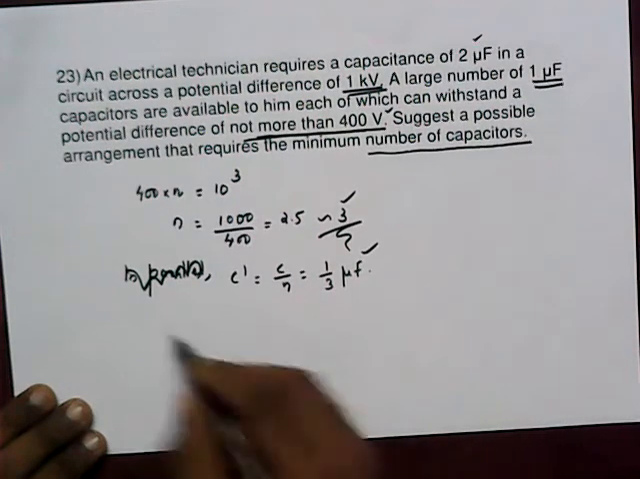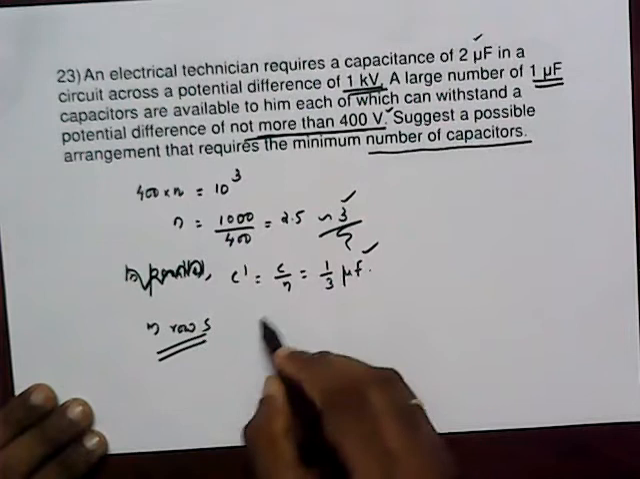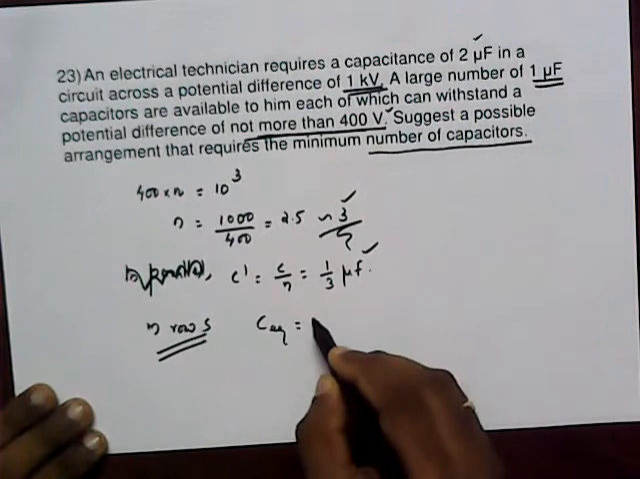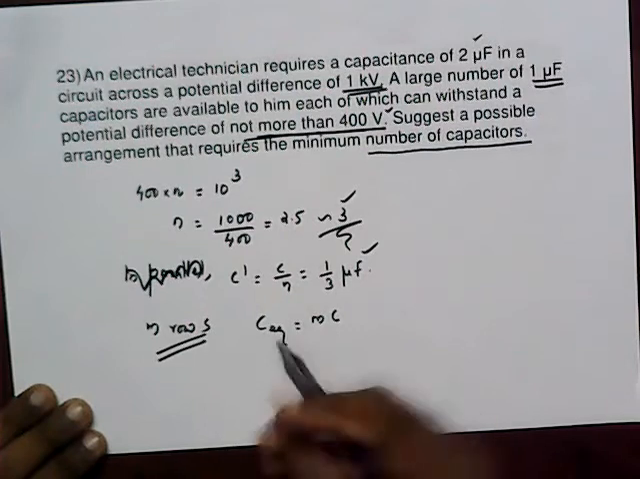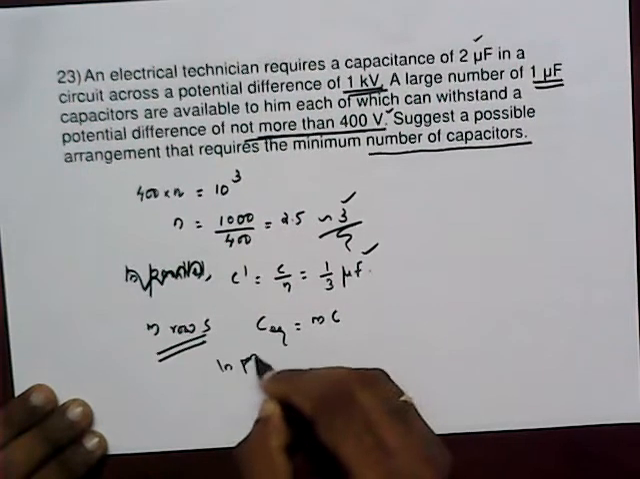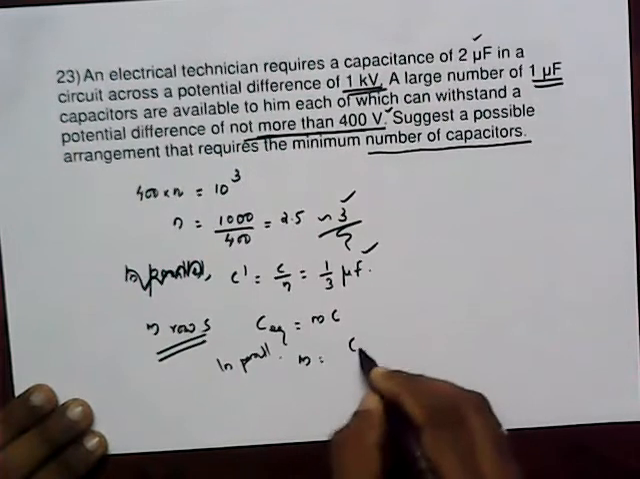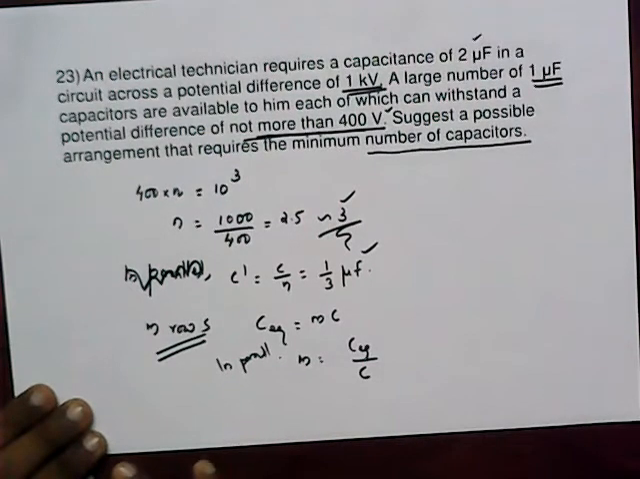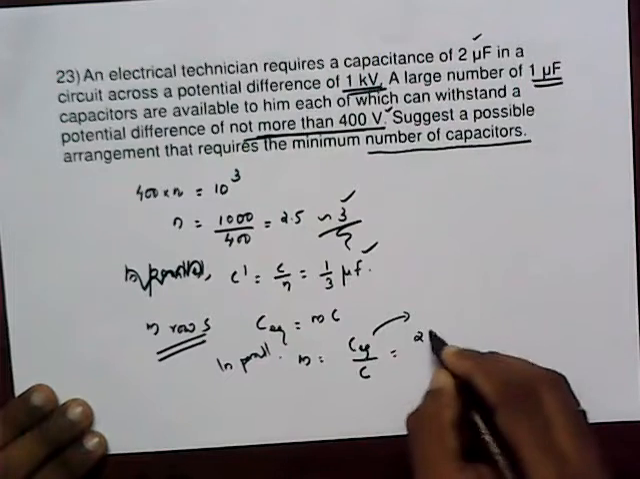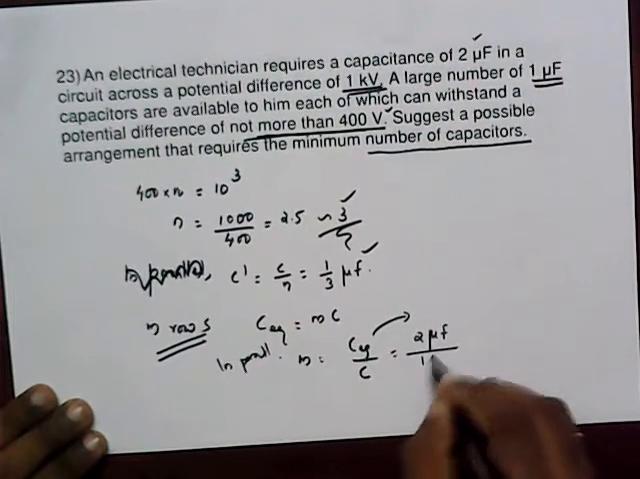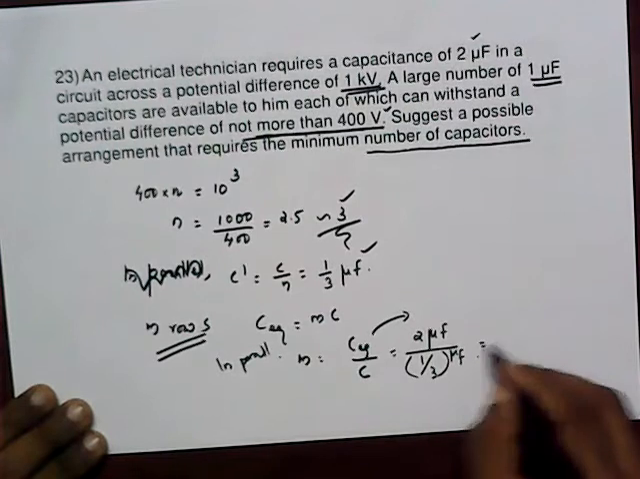Suppose we are using m rows there. Then what does C equivalent become? In parallel, it becomes m times C. So m is equal to what? The C equivalent divided by the individual. The C equivalent we needed is 2 microfarad, so 2 microfarad divided by 1 by 3. That is equal to 6.